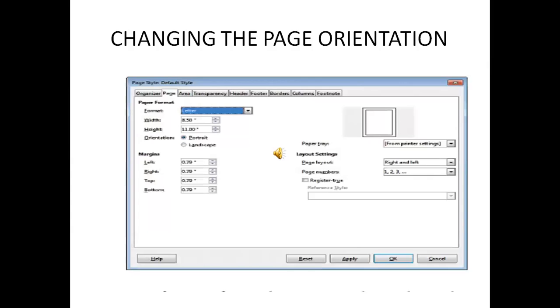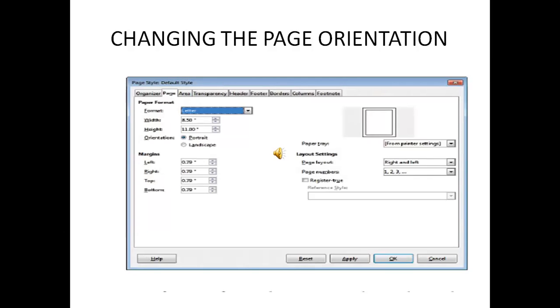Next, changing page orientation. Usually, the length of a document will be more than the width. This orientation is called portrait, but in some documents, the width will be more than the length. This type of orientation is called landscape. The default orientation is portrait.